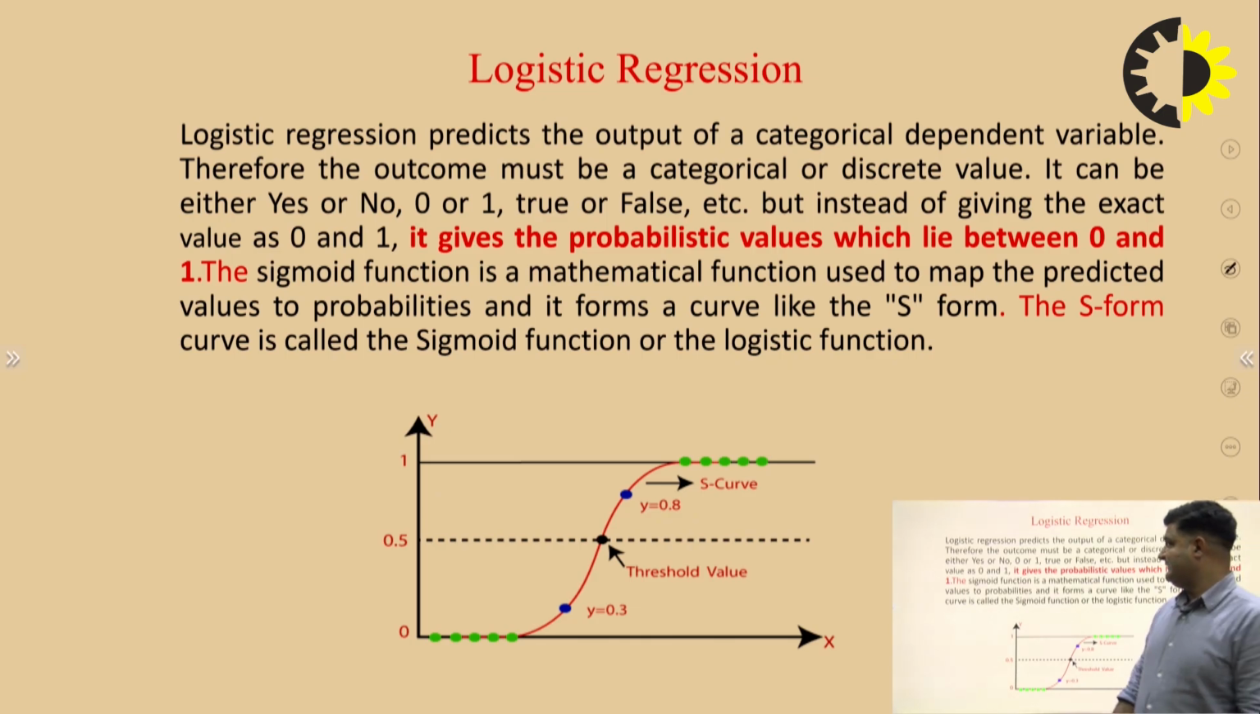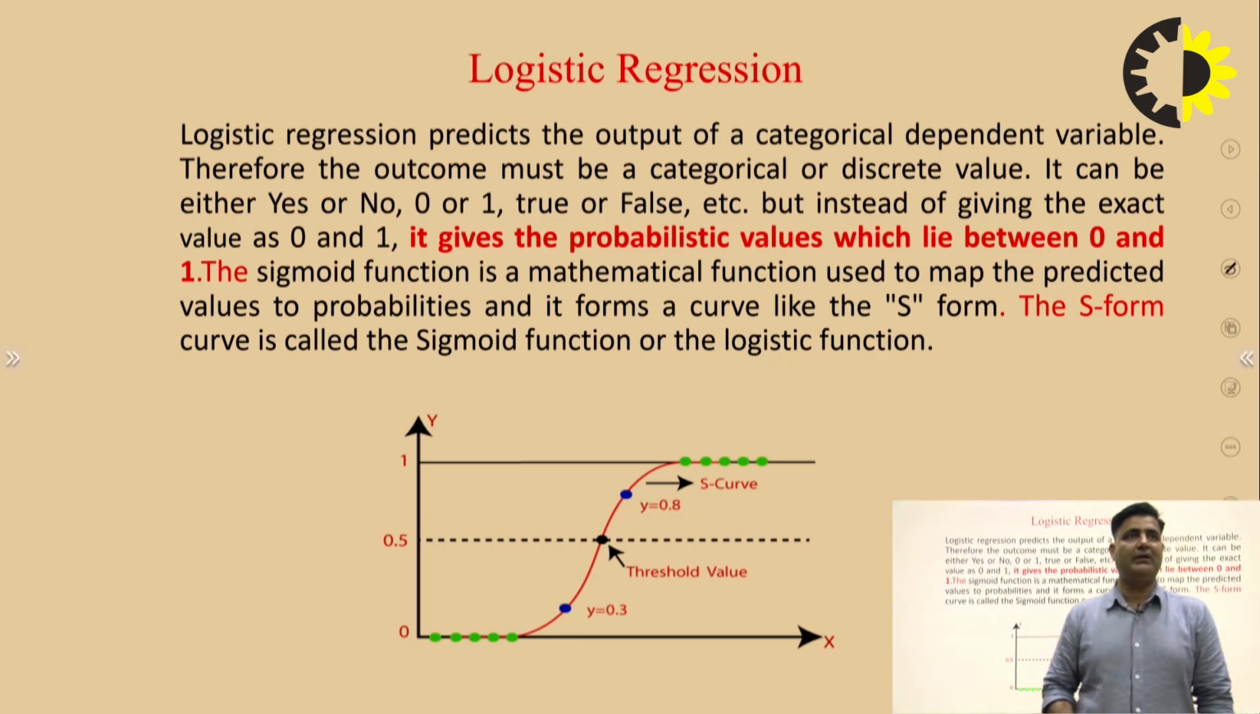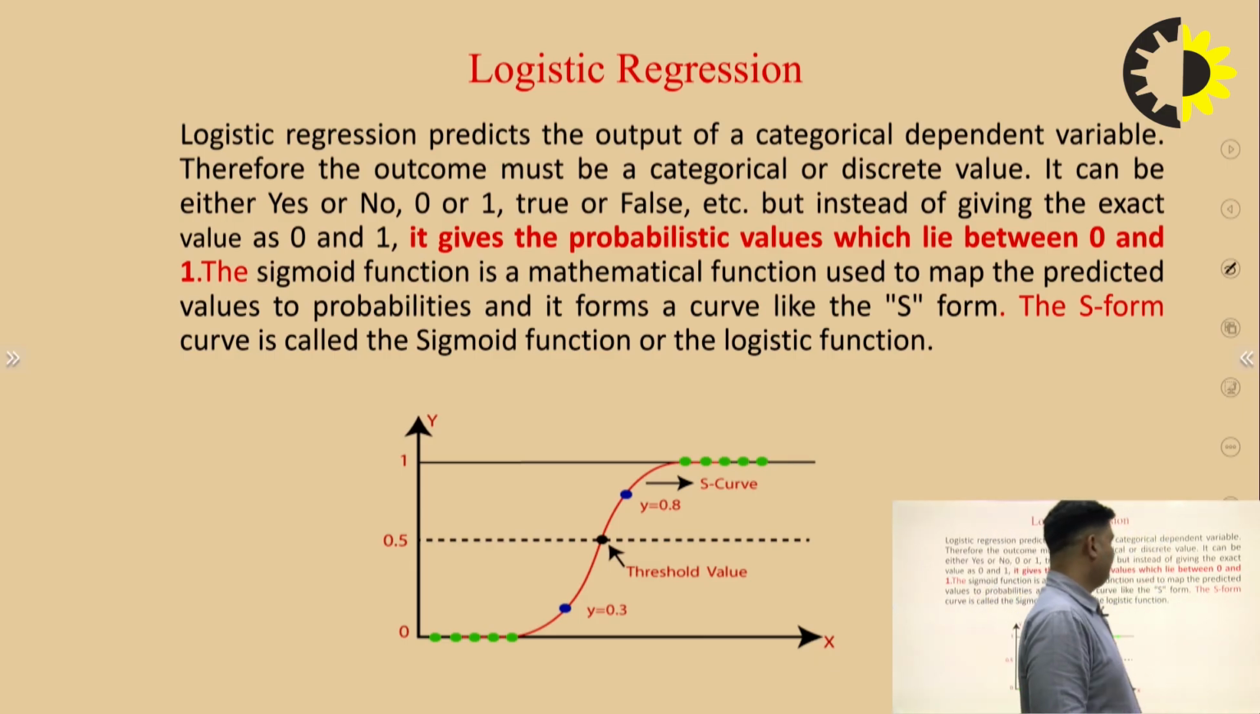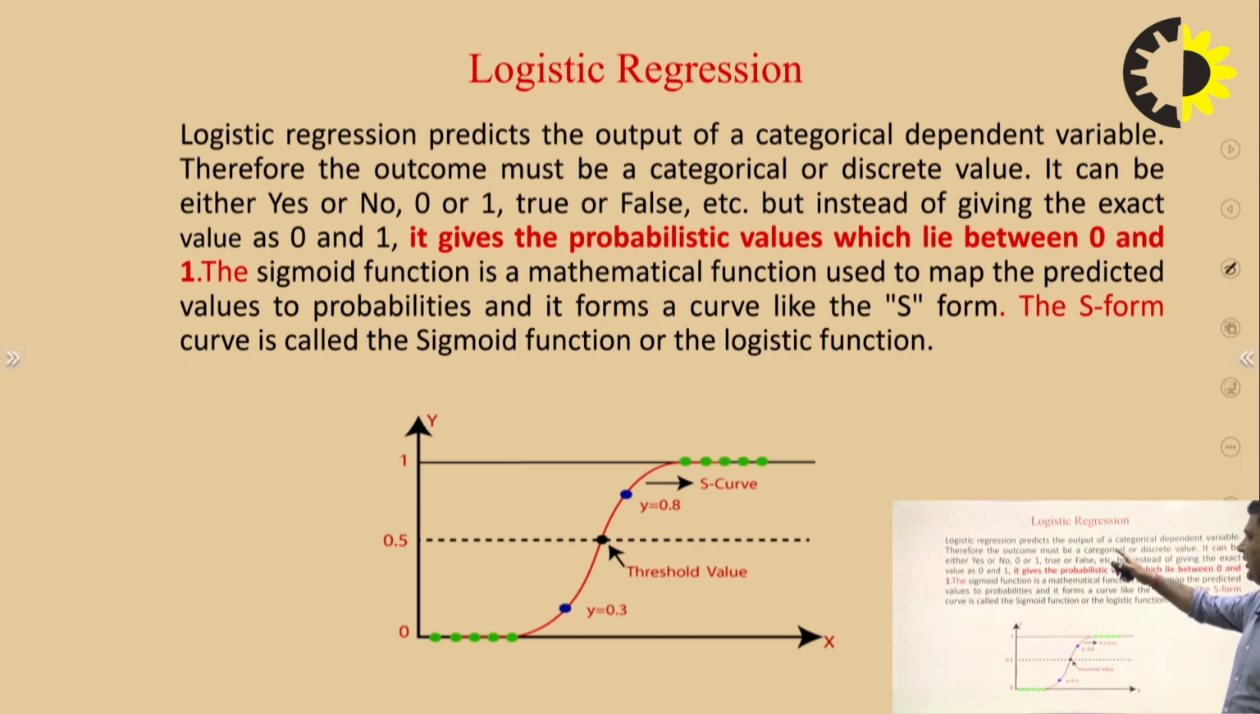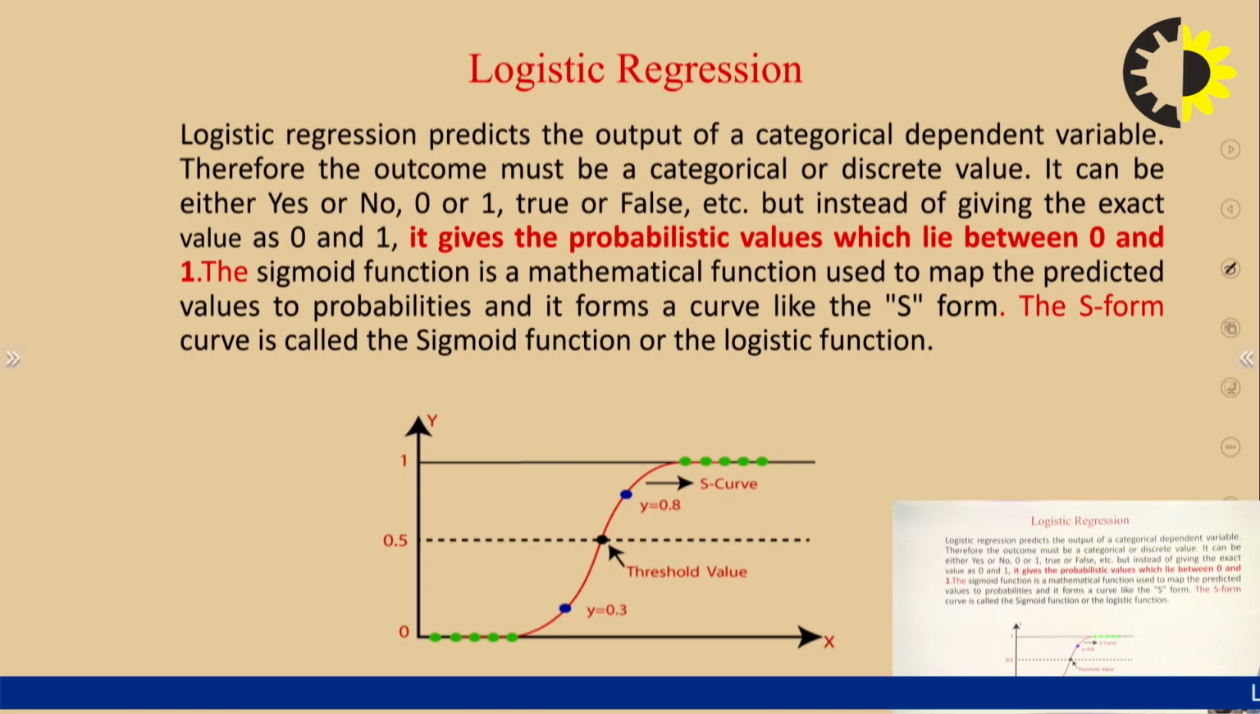So logistic regression outputs the value either in binary form or multiple form. What happens in this, if you see, this is the model, the output is the predicted output of the dependent variable. Therefore, the output must be a discrete value, right? Either yes, no, 0, 1 or true, false. But instead of giving the exact value of 0, 1, this model gives a probabilistic value which lies between 0 and 1.